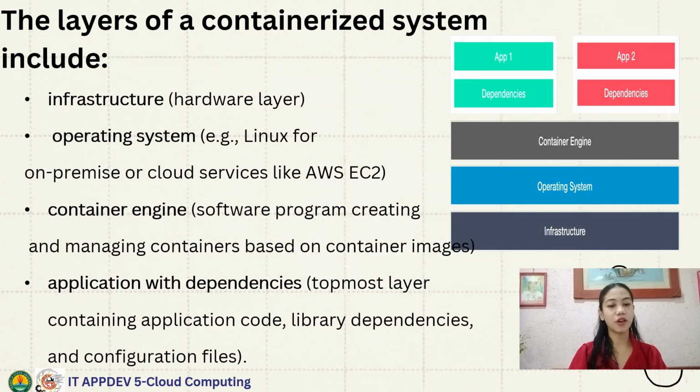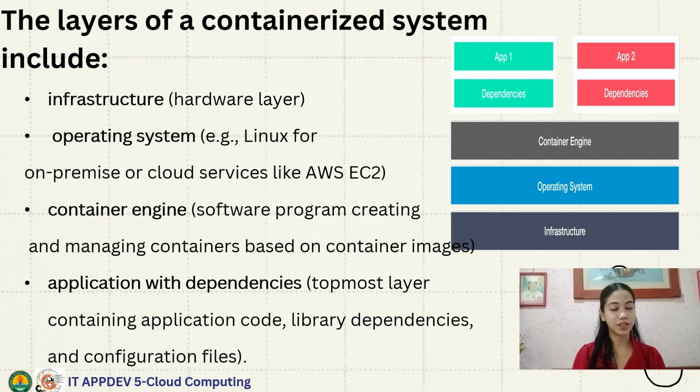There are layers of a containerized system, including the infrastructure. Infrastructure is the hardware layer of the container model. It refers to the physical computer or bare metal server that runs the containerized application. Next is the operating system. The second layer of the containerization architecture is the operating system. Linux is a popular operating system for containerization on on-premise computers.